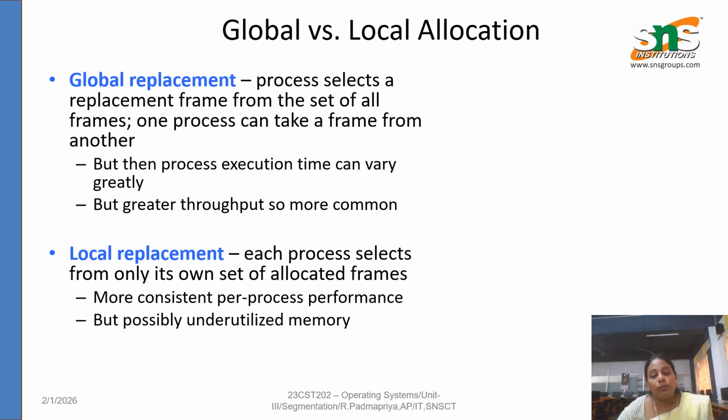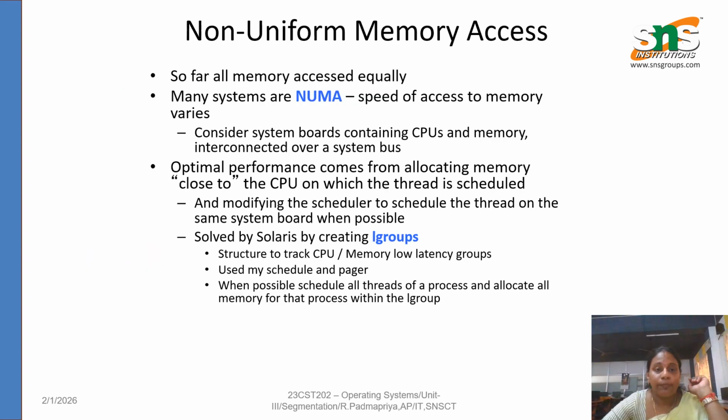What is global versus local allocation? Global replacement means a process can select a replacement frame from the set of all frames in physical memory. One process can take a frame from another, but then process execution time can vary greatly. But it gives greater throughput. Local replacement means each process selects only from its own set of allocated frames. It gives more consistent process performance, but possibly underutilized memory.